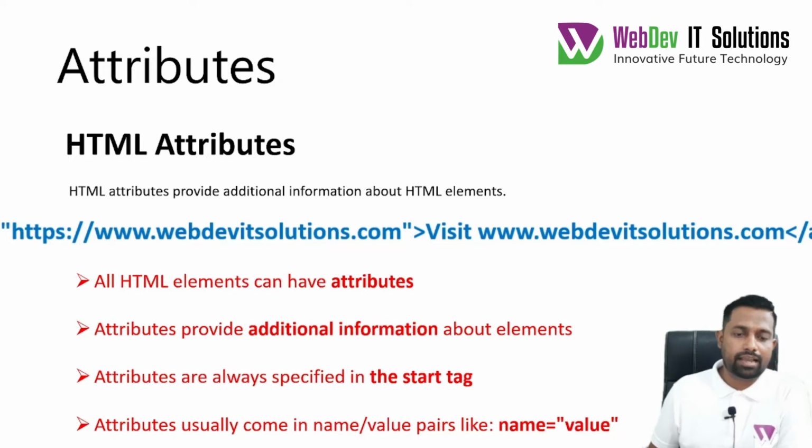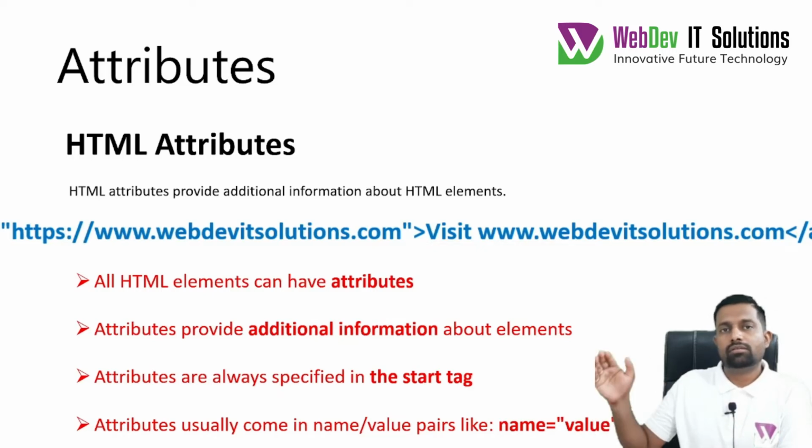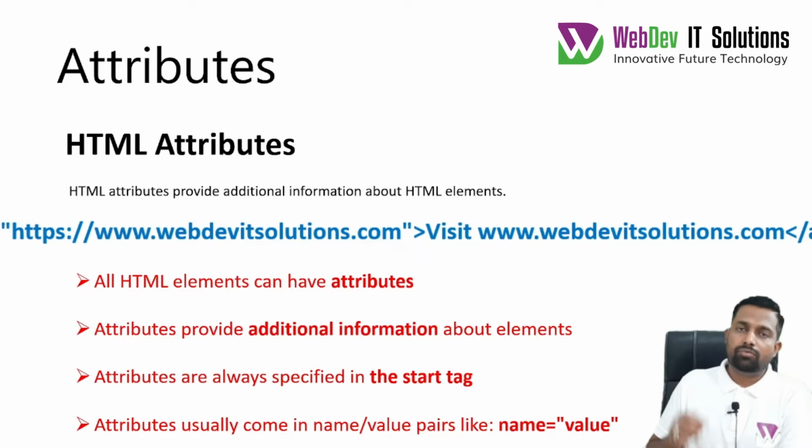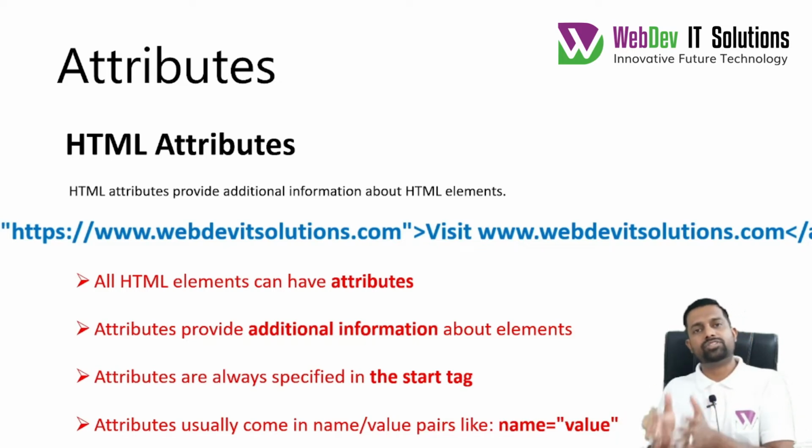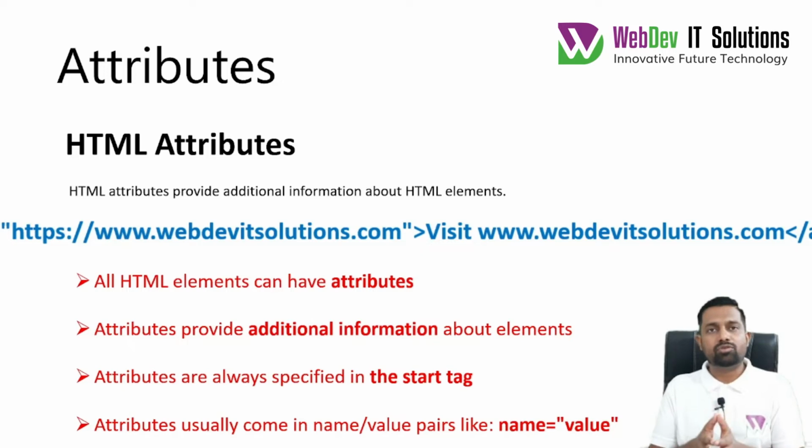All HTML elements can have attributes. Attributes provide additional information about elements. Attributes are always specified in the start tag. Never ever can we mention an attribute in our close tag. We always write our attribute in the start tag only. Attributes usually come in name-value pairs, like name equal to value. Name means href, style, src, these are the names of the attributes. And value means, like here we are using our website URL, these values can be changed according to your use.